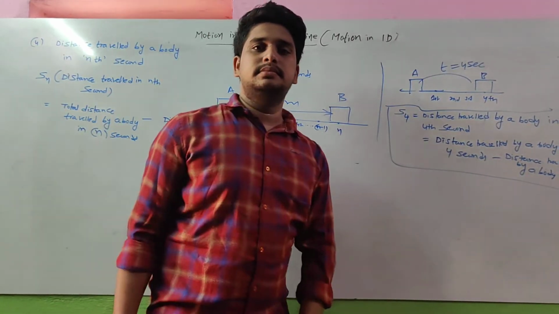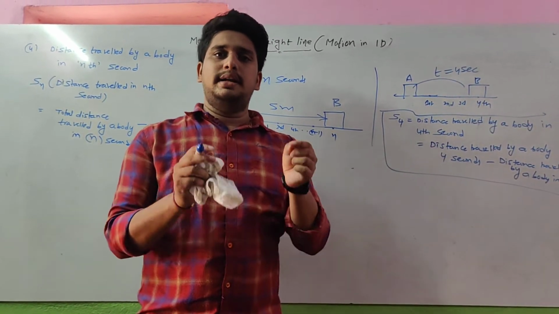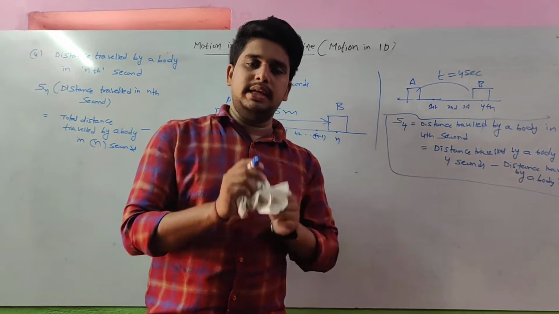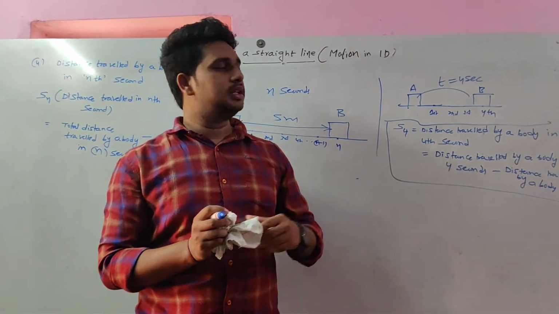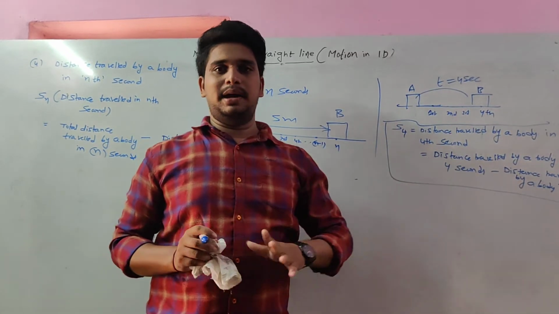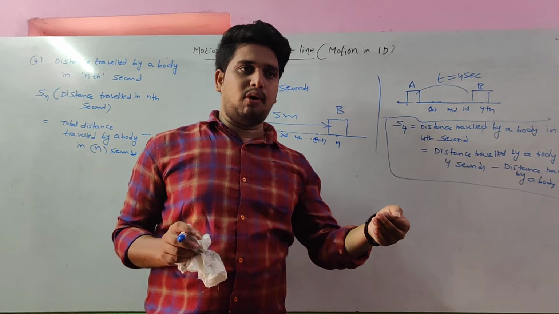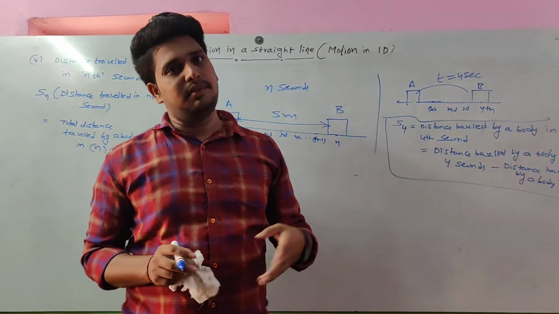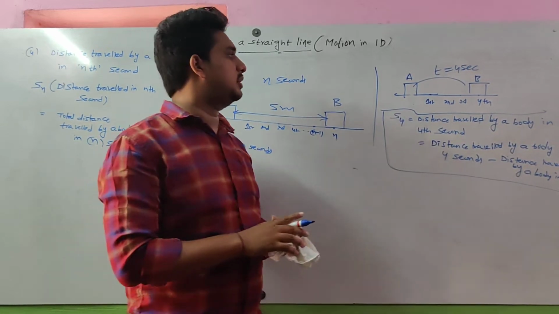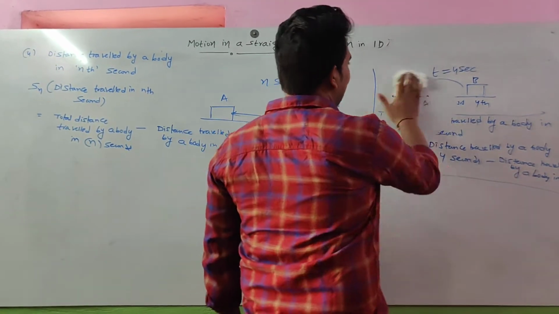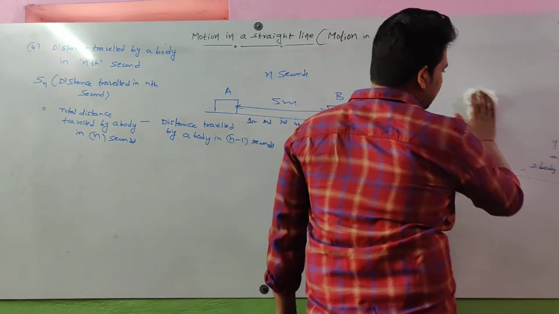For example, if the question is asking for the distance traveled by the body in the third second, how do we find it? Total distance traveled by the body minus distance traveled by the body in 3 seconds. We get the distance traveled by the body in the third second. This is very important. Whenever questions like these are given, we should apply this formula.